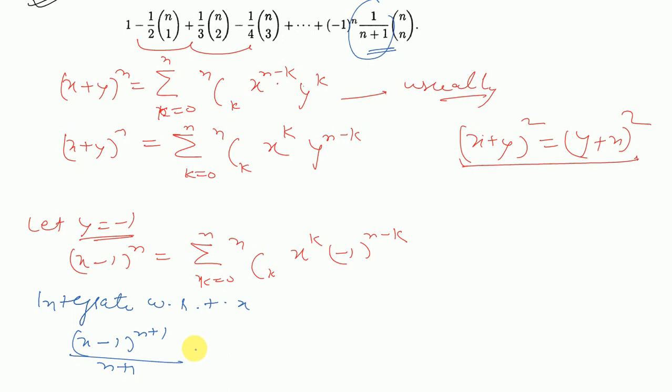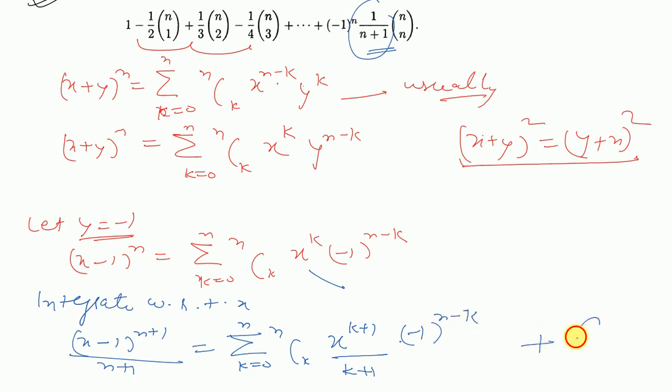Am I right? Equal to summation running from k equal to 0 to n, nCk, and here I will integrate with respect to x. So if I integrate x raised to the power k with respect to x, it will be x raised to the power k plus 1 upon k plus 1. Okay, then minus 1 raised to the power n minus k plus constant of integration.